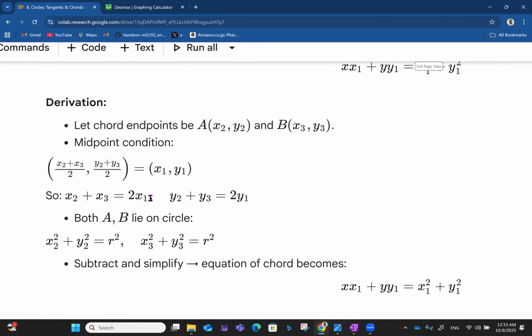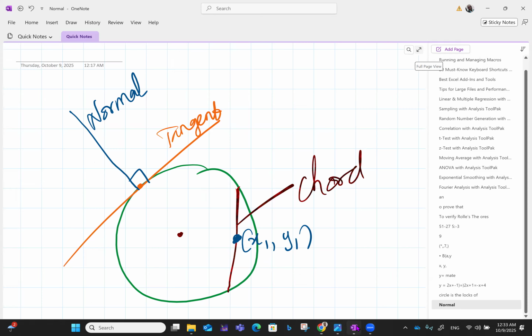So x2 plus x3 is 2x1, y2 plus y3 is 2y1. So both A and B lie on the circle, right? If both A and B lie on the circle, of course, it's clear that for a chord, this can be A, and this is B. So they both lie on the circle.